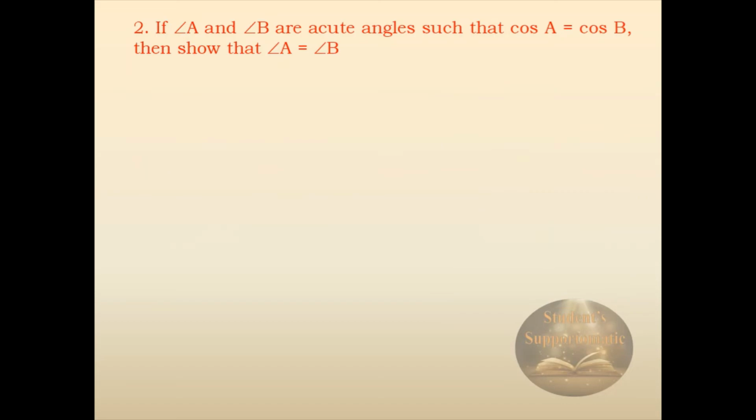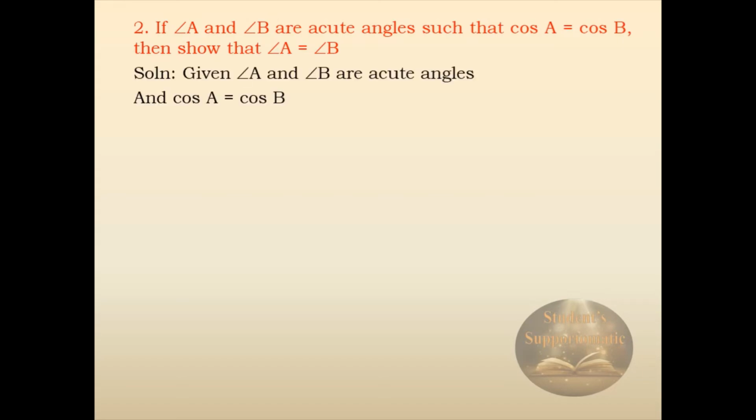So the second problem is, if angle A and angle B are acute angles such that cos A is equal to cos B, then show that angle A is equal to angle B. This problem is similar to the previous problem, but the difference is, in the previous problem we considered two separate triangles, but in this problem we will prove this on the same triangle. Here there is a triangle ABC, and we have to prove that the two angles of the same triangle are equal. So consider this triangle ABC.